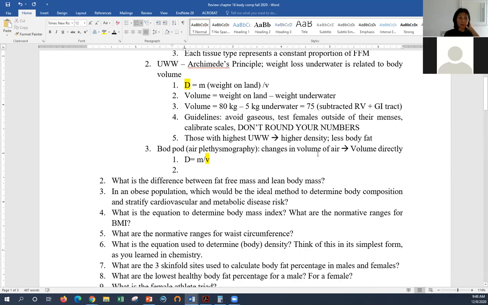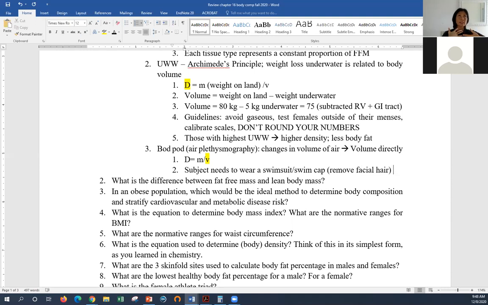So the Bod Pod, one of the biggest assumptions or guidelines for this is that the subject needs to wear a swimsuit and a swim cap and try and remove facial hair as much as possible. And the reason for this is if you were to wear bulky clothing, right, the bulky clothing is going to trap warm air between the clothing and the skin.